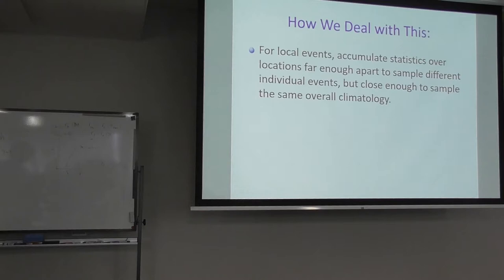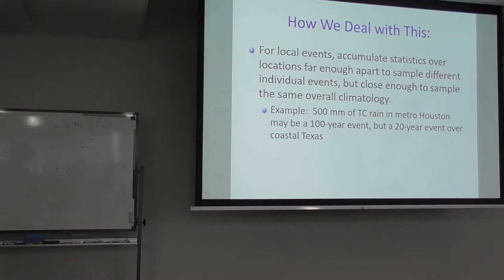So how do we deal with this paucity of data for local events? We can do better by accumulating statistics. Let's say we're interested in Kyoto. We don't just accumulate statistics for Kyoto, but for nearby cities, near enough that they're sampling the same climatology of whatever phenomenon you're interested in, but far enough that they're sampling different individual events. They're not generally sampling the same storms, but the same climatological distribution. So for example, half a meter of tropical cyclone rain in Houston in the United States may be a 100-year event. But for any location in southeastern Texas, it would be a 20-year event. If you believe the climatology of tropical cyclones in Houston is no different from San Antonio or Corpus Christi further down the coast, then you can use all of those stations to try to do better on estimating historical risk.